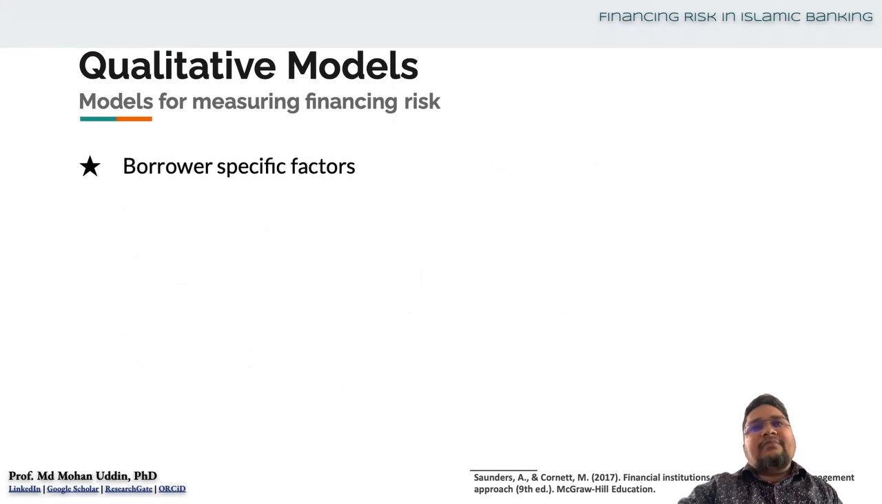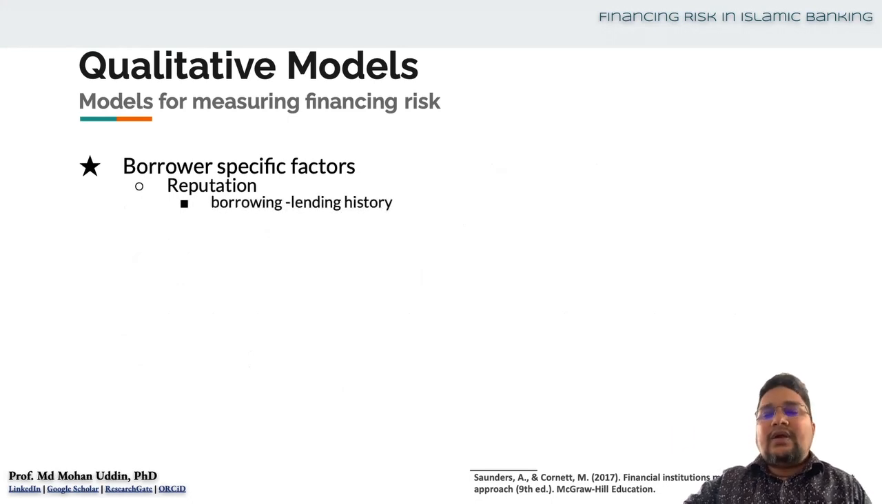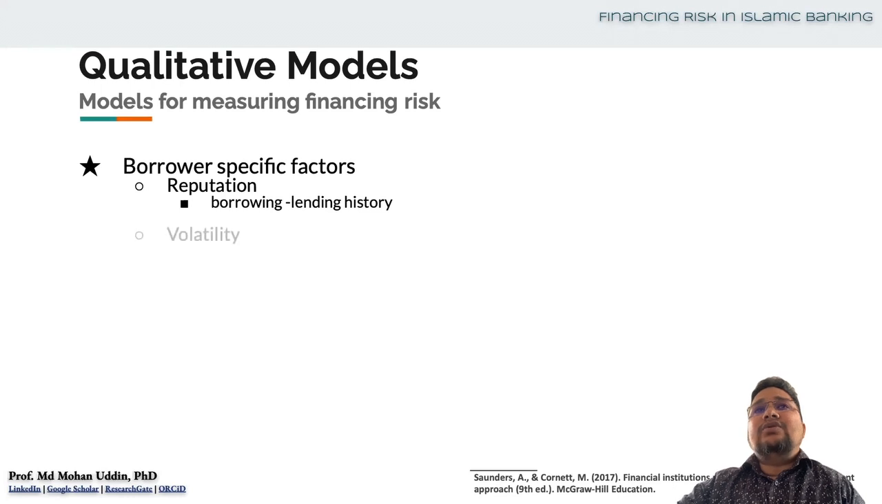So now let us give some examples of borrower specific factors. Reputation, that means the lending and borrowing history. We are becoming more specific in our discussion. So one example of reputation is lending or borrowing history, which you can get probably from the purchase information, or from the CIB report, or from the suppliers of the funding customer. You can get all that information. That is an example of how you understand the reputation of the customer who wants to get funds from your Islamic bank.